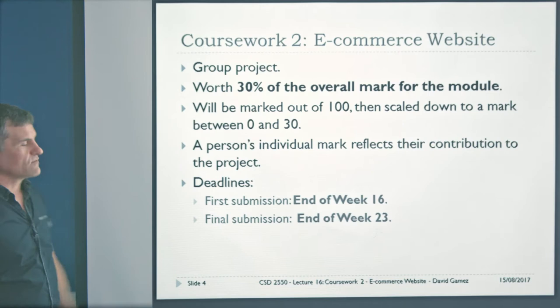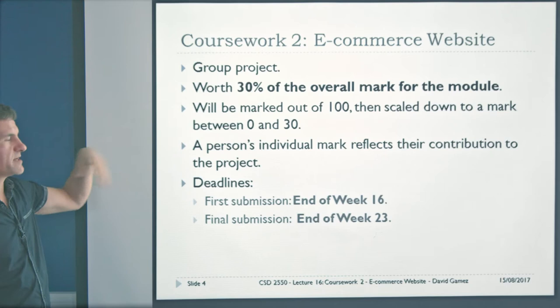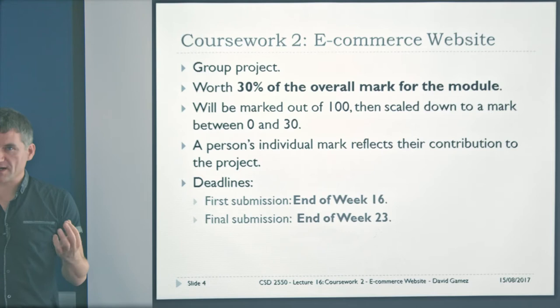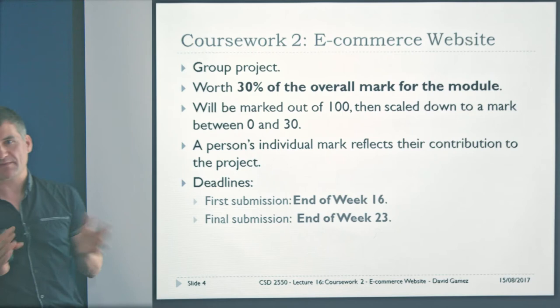Right, so it's a group project. I'm going to explain what that means a little bit. It's going to be worth 30% of the overall mark for the module. As you'd expect, we're going to mark the project out of 100 and then scale that mark down to a mark between 0 and 30. To some extent, each person's individual mark reflects their contribution to the project. So the project will be marked, and then I'm going to explain how that mark will be weighted or changed up or down depending on how much work people actually contributed.